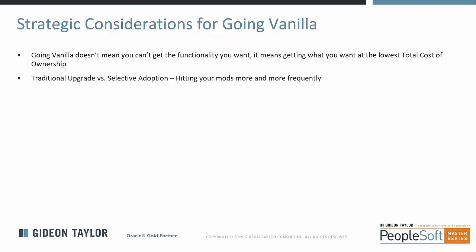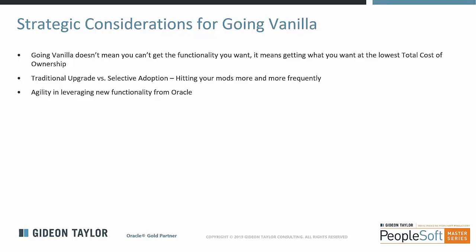Another consideration is that now that we've gone to selective adoption and PUM releases, you're hitting your mods more and more frequently. We have more clients saying, hey, we need help because we can't get these PUMs applied fast enough to meet the demand for our users, because we have to go through the mods every time we apply a PUM. Taking the mods out will make it easier to uptake new functionality that Oracle is delivering in the PUM releases. It's one of the main reasons we're pushing going vanilla.